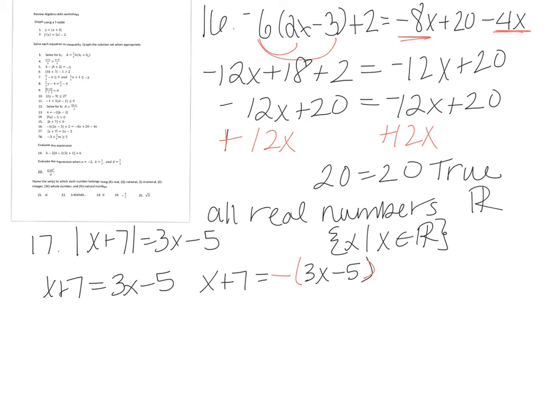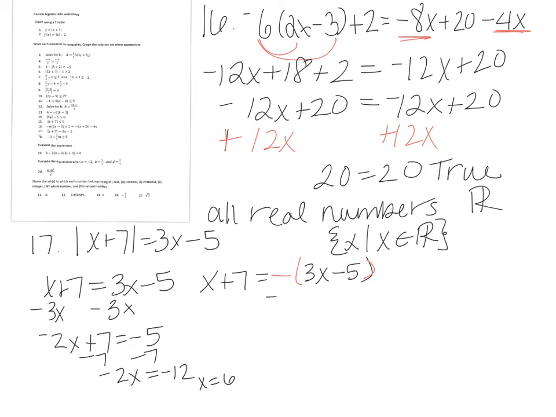So let's get our variables on the one side, minus 3x. So I get, oops, that's a minus. Negative 2x plus 7 equals negative 5. Minus 7, negative 2x equals negative 12. So x equals 6.